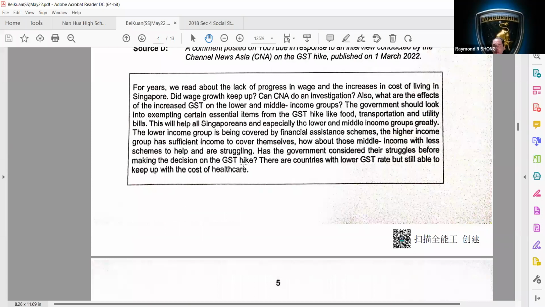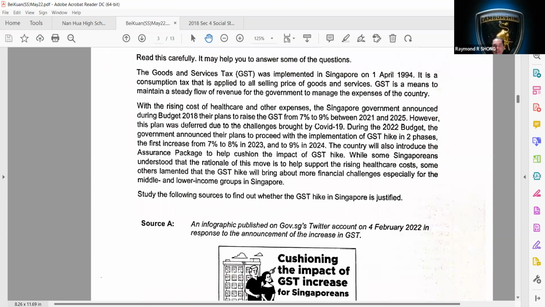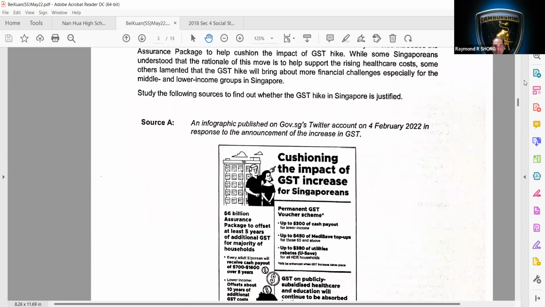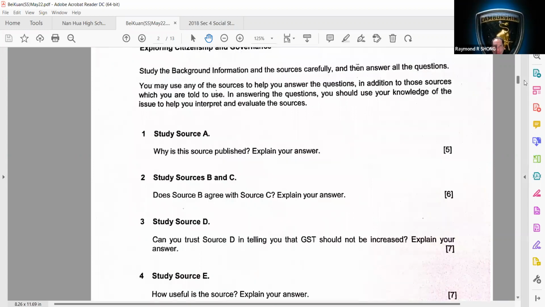High. Do you see the word high here? Be careful, you see behind? Okay, so this is the first question. Let's look at the first question. Why is this source published? Explain your answer. By the way, careful, behind, this mark allocation is wrong. It's wrong.